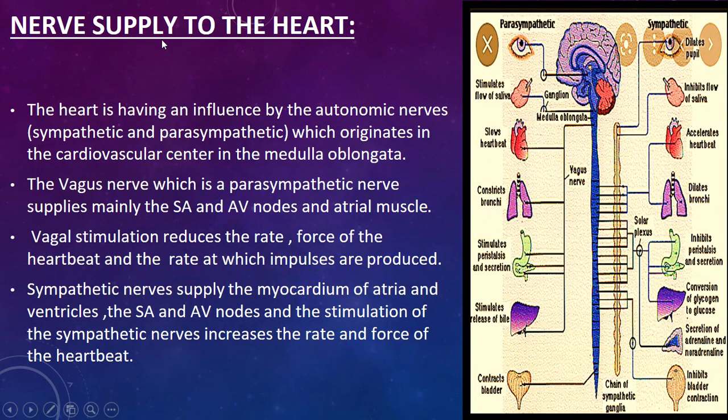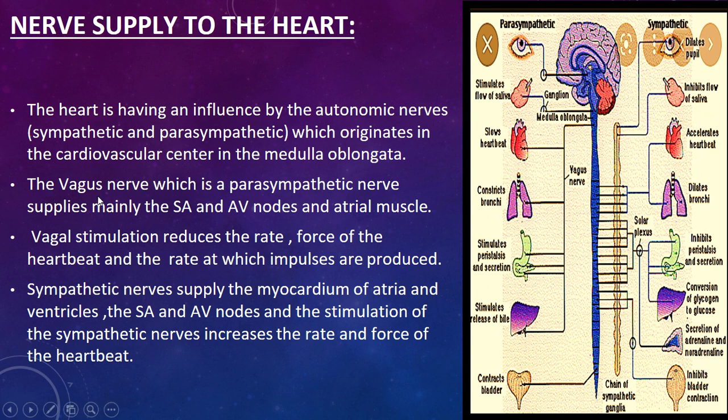And the last one is the nerve supply to the heart. Anything that is functioning needs some supply, so nerve supply will be there. So in the heart there is a nerve supply, and we'll see what that is. The heart is influenced by the autonomic nerves, the sympathetic and the parasympathetic, which originate in the cardiovascular center in the medulla oblongata. So from the brain, the medulla oblongata, there is an influence of the autonomic nerves. What are they? The sympathetic and the parasympathetic nerves.